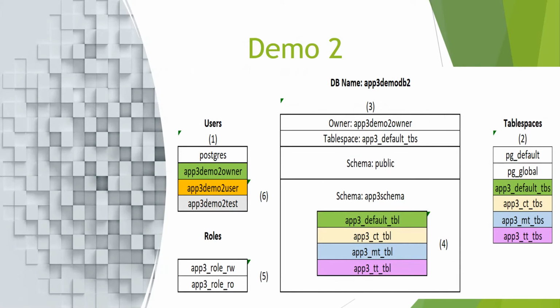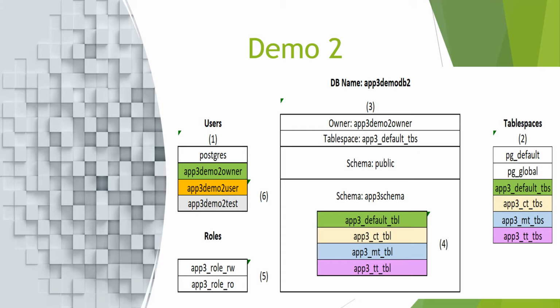Part of this demo, first I will create these 3 users. Second, I will create 4 table spaces. Third, I will create database. Fourth, I will create schema as well as 4 tables. Fifth step, I am going to create couple of roles and will provide necessary privileges related to these tables. Sixth, I will assign read-write role to user, read-only role to test user.